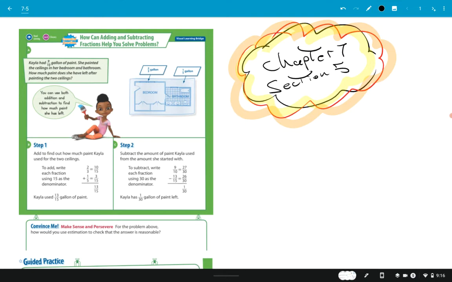All right, so let's take a look at this one here. Here we have a word problem. It says Kayla had 9/10 of a gallon of paint. She painted the ceilings in her bedroom and bathroom. How much paint does she have left after she painted the two ceilings?